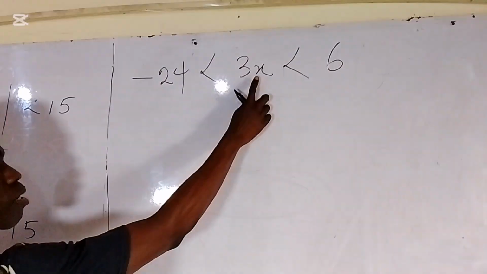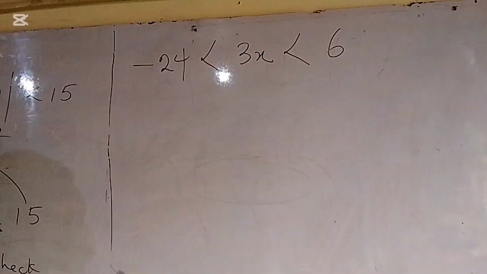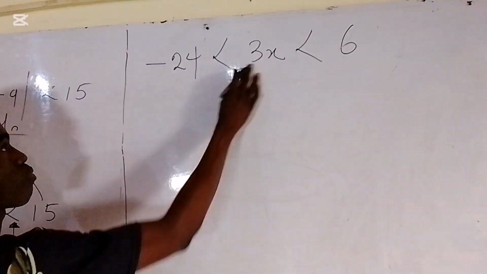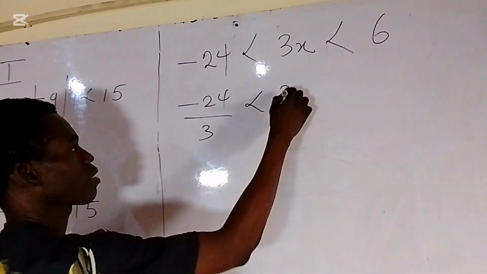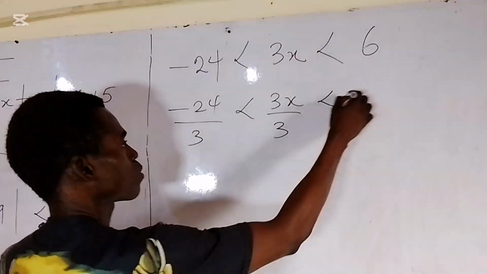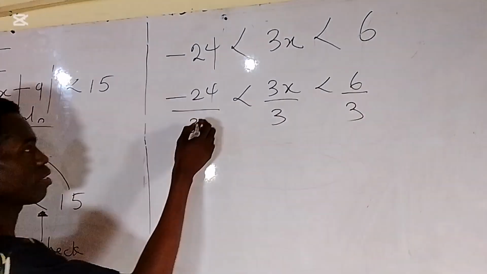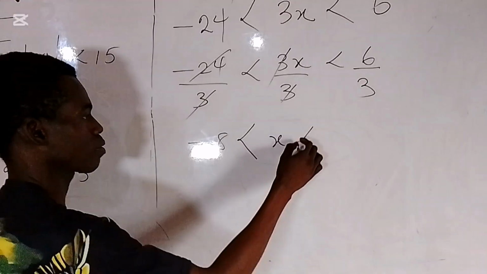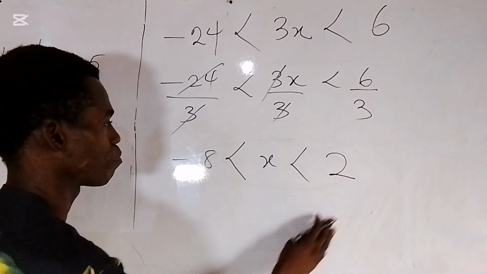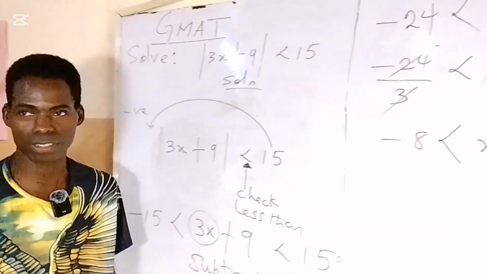Now I'm looking for the value of x. So what I will do now is divide through by 3. If I do so, I'm going to get minus 24 over 3, 3x over 3, and 6 over 3. Now this will cancel, you have minus 8. This will cancel, you have x. And this will cancel, you have 2. And this is the final answer.